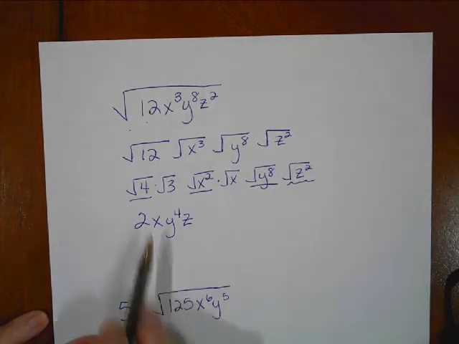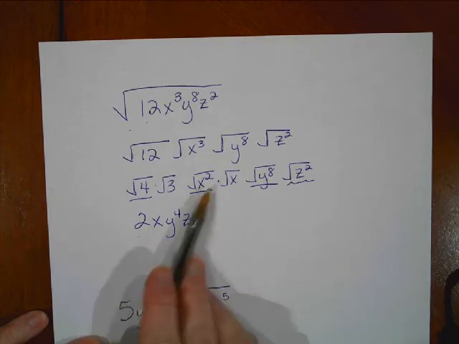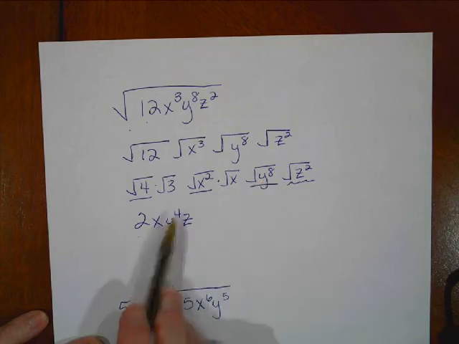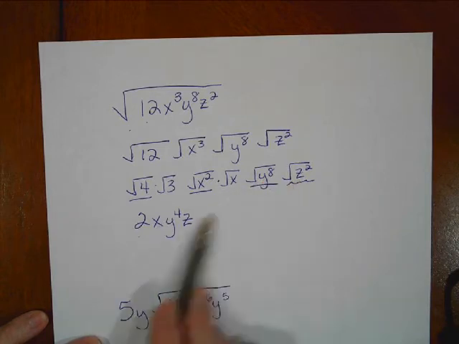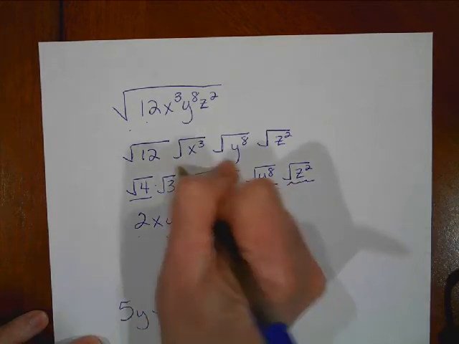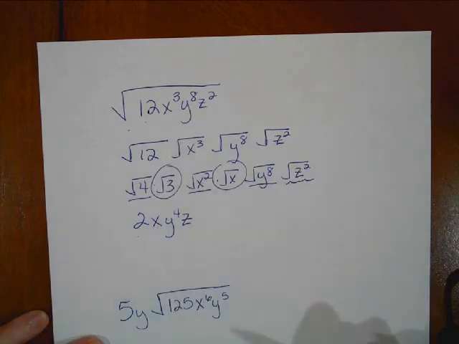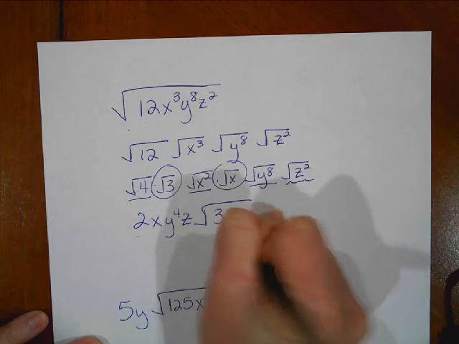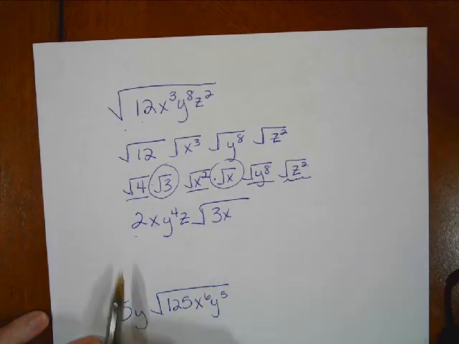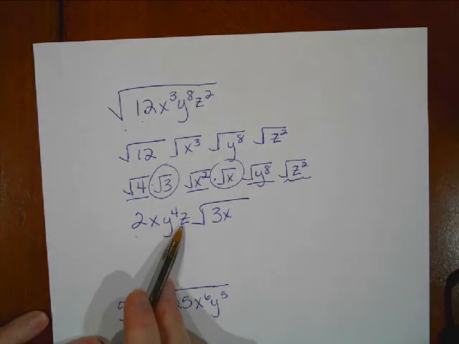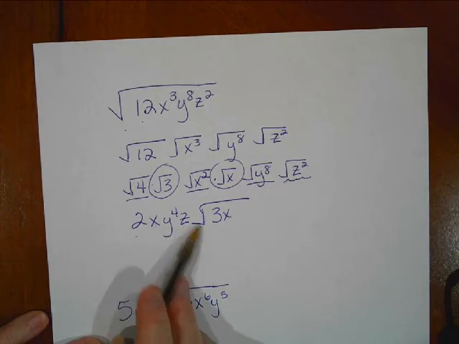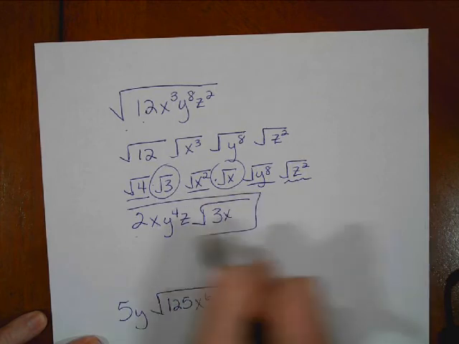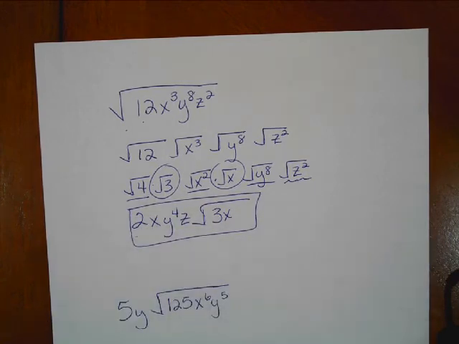Okay, so notice, I took the square root. Basically, I just took that in half. Same thing here, took that in half. Same thing here, took that in half. I didn't use this one or this one. Okay, and so we put those together in the radical. And so our answer is going to be 2x y to the 4th z times the square root of 3x. Seems like a crazy little answer there, but that is what it's going to be.